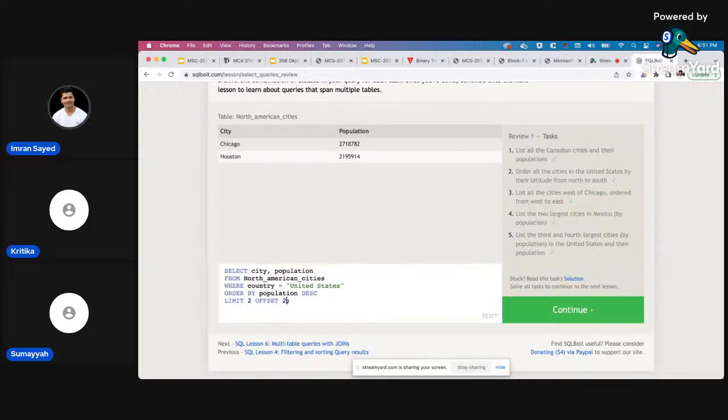Okay. Offset 2 means it's going to start from the third. If I put offset 3, it's going to start from fourth. Saying give me third and fourth. That's why I'm saying offset 2. So start it from the third and fourth.